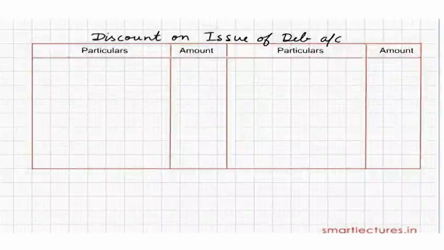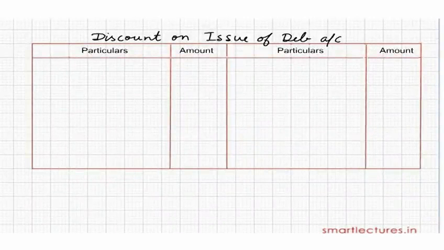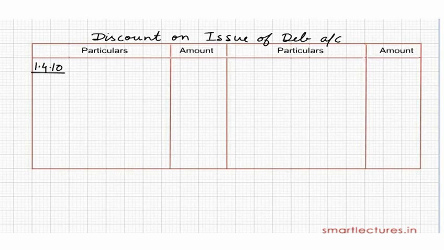Now we'll learn how to prepare the discount on issue of debentures account. Now make a ledger of the discount on issue of debentures account. This account is based upon the last question. In the last question, on 1st April 2010, the journal entry was passed: discount on issue of debentures account debit to 10% debentures account.